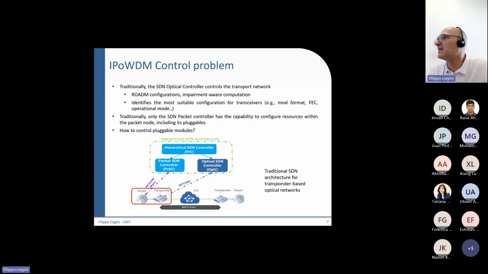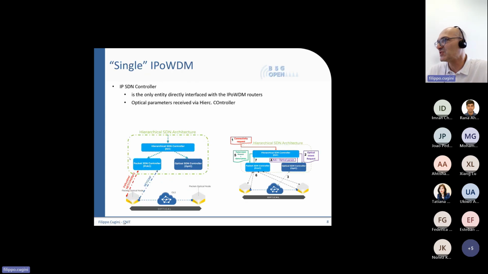Basically, there are two main approaches that can be considered. The first one is called single IP over WDM. Single, what does it mean, single? Single means that this new packet optical node, the IP over WDM node, is controlled only by the IP controller, the packet controller. So only one controller has access to configure this node.